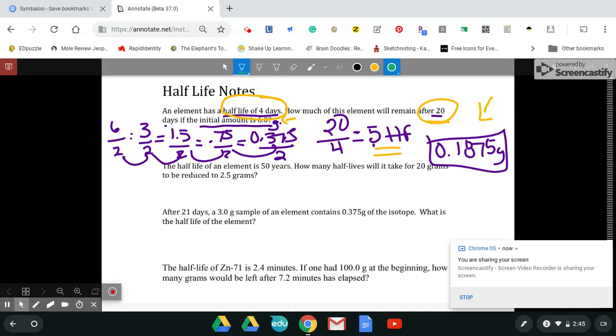So this one is asking you for something different. It says the half-life of an element is 50 years. How many half-lives will it take 20 grams to be reduced to 2.5 grams? So here's what you know is that my half-life is 50 years. You're wanting, here's your question, how many half-lives will it take? You're starting out with 20, and you're trying to get to 2.5. So divide that in half until you get there.